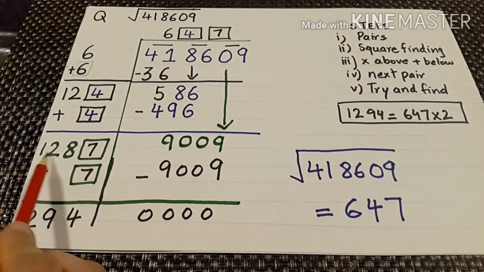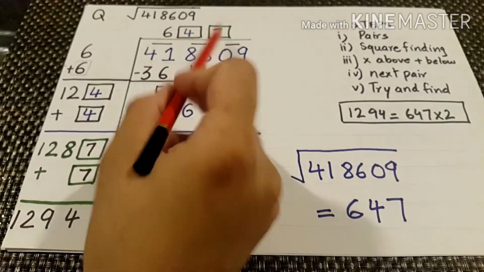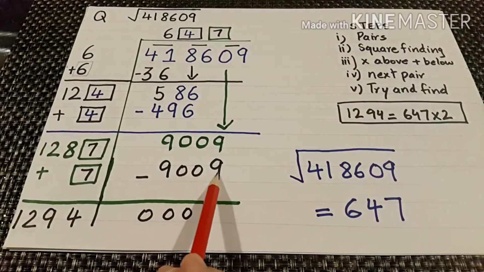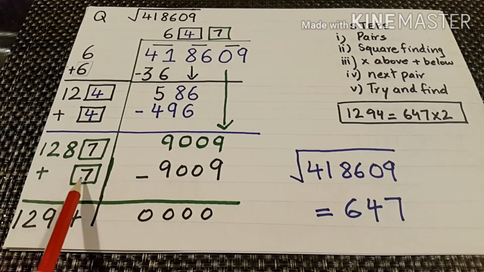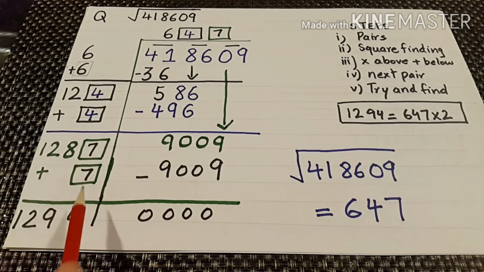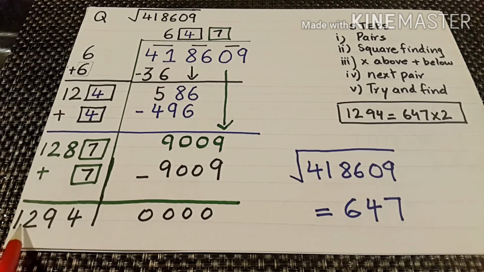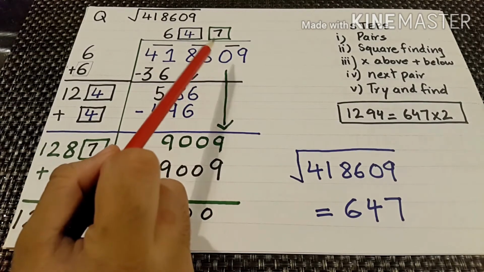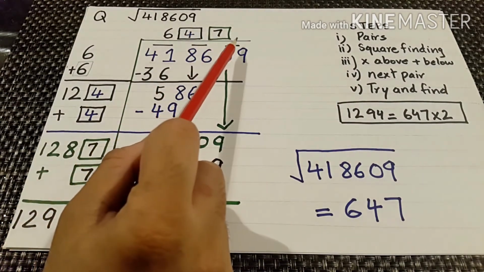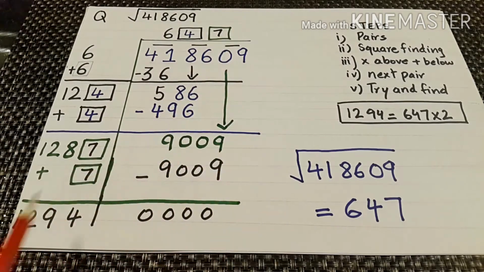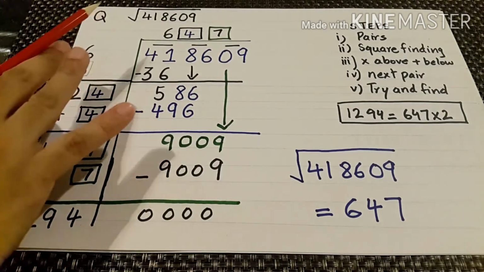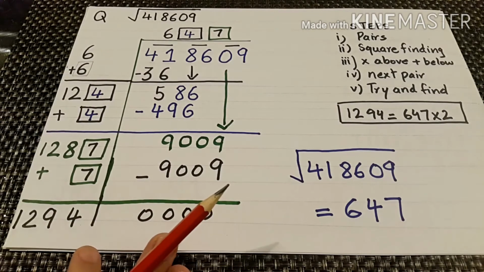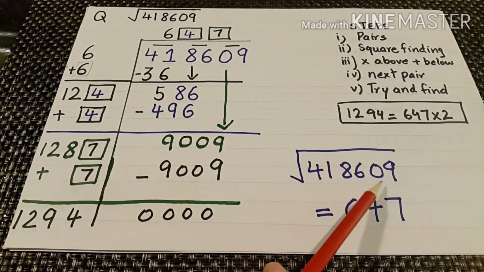We write it. 1287 multiplied by 7 we get 9009, and here we add 7. 7 plus 7 is 14, and we get 000 here. So the square root of 418609 is 647, and to check it, when we multiply 647 by 2 we get 1294. Therefore we have done the right calculations to find the square root of 418609.